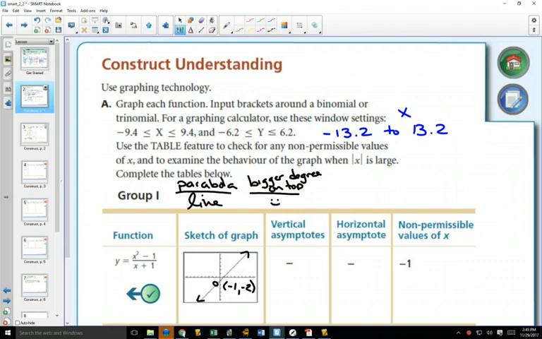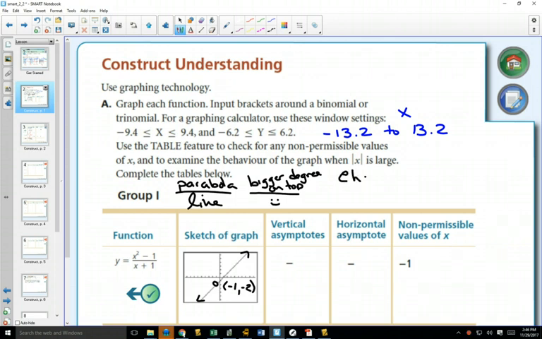So when I look at this rational equation, I have x squared minus 1 over x plus 1. Okay? I have a degree of 2 on top. The degree is the highest exponent of the largest power. And a degree of 1 on the bottom. So the degree is bigger on the top than it is on the bottom.